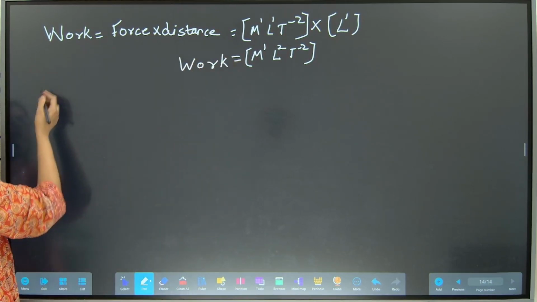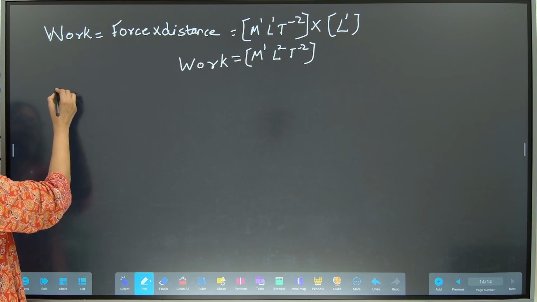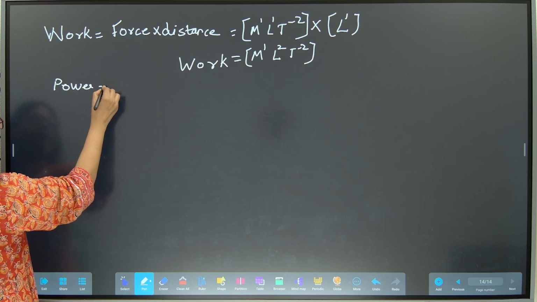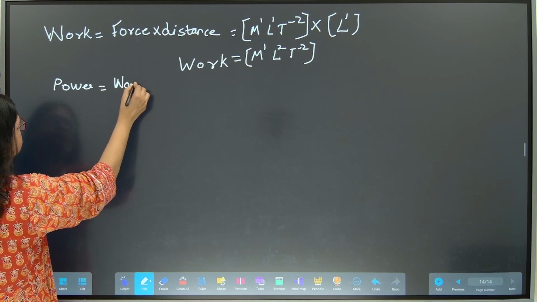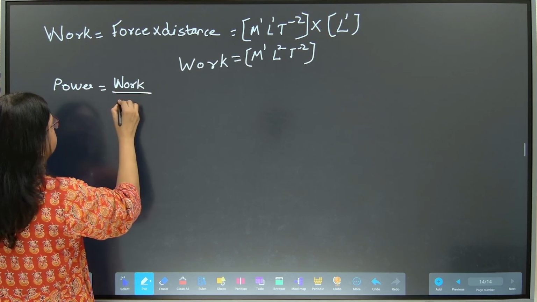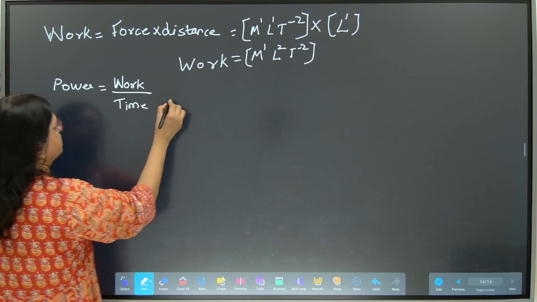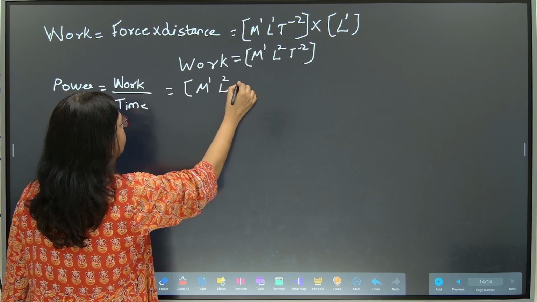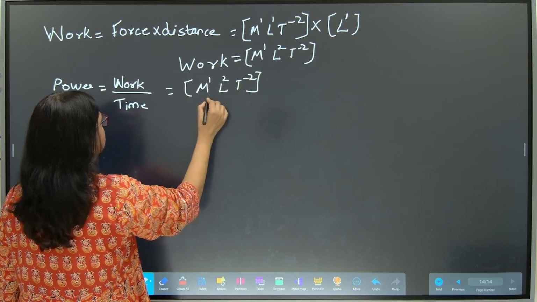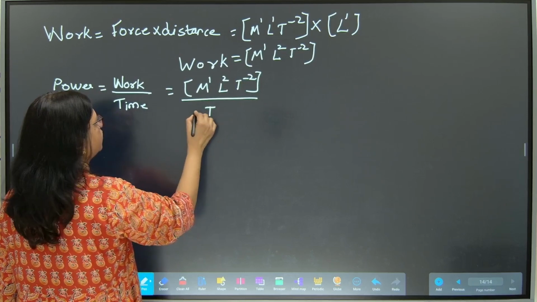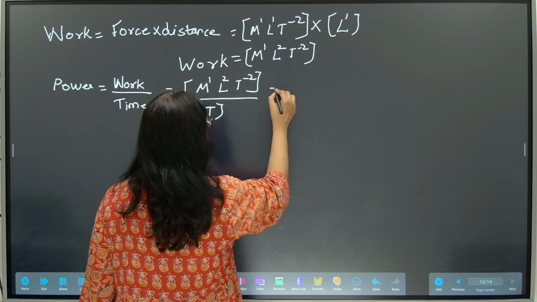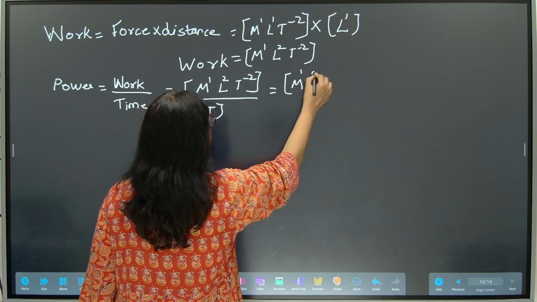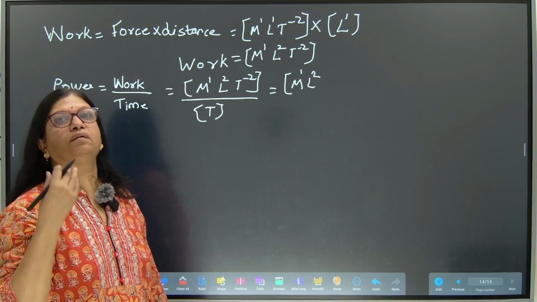Okay. Going further, we can write power. Power is equal to work upon time, which is equal to work. I will write as it is from here. Every time deriving it may not be convenient for you to maintain this speed. So some basic dimensional formulas you remember by heart.